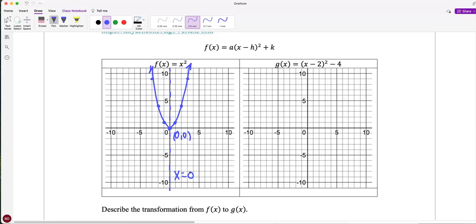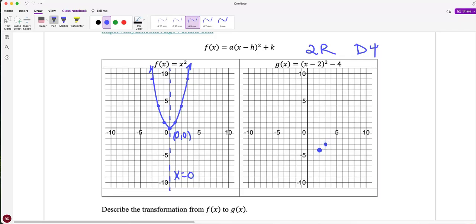Now, what happens if I look at this: the minus 2 means that graph is going to move 2 to the right. The minus 4 means this graph is going to move down 4. So if I go 2 to the right and down 4, I'm starting right here. Now I can plug in points. What happens if you plug in a 2? You get 0 minus 4. So I'm at 2, negative 4. Plug in a 3. You get 1 minus 4, which is negative 3.